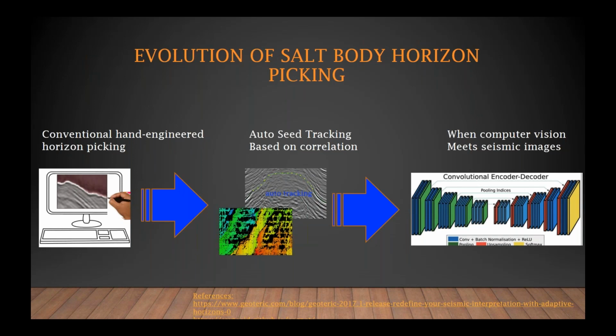Users just need to pick several seeds on the continuous events. So the rest of the job is done by computer, by calculating the correlation within a small window. So the auto tracking here, you see the different colors stand for different depths, but it's very easy to break down when the top of salt and basal salt is not that coherent.